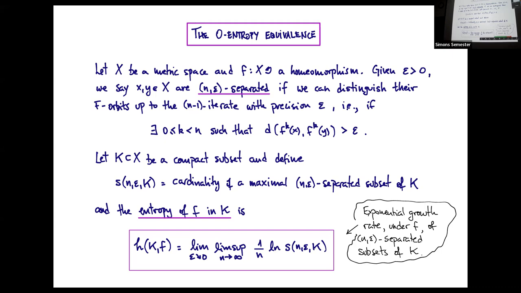For that, I'll say how I want to calculate entropy. We're going to start with a quick recall of what entropy is. You start with a metric space and a self-map of the metric space, let's say a homeomorphism. Then you're given a number epsilon bigger than zero, and we say that two points are epsilon-separated. This is your glasses, so your glasses are epsilon good, and you want to be able to spot these two points within n iterates of the map. Maybe the two points are very close to each other, but after we iterate them, at some point between the zeroth iterate and the (n-1)st iterate, they become epsilon apart. Then you see them as two points instead of just one, and then you count them.